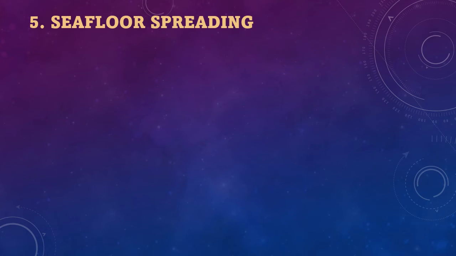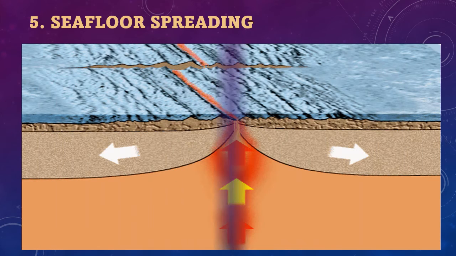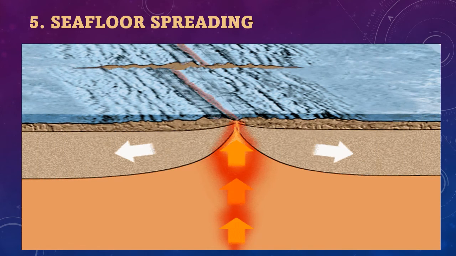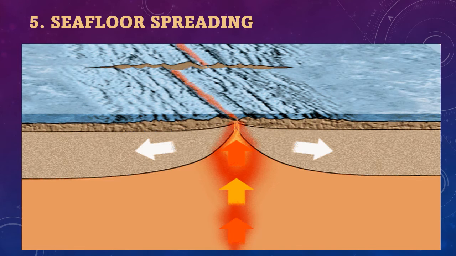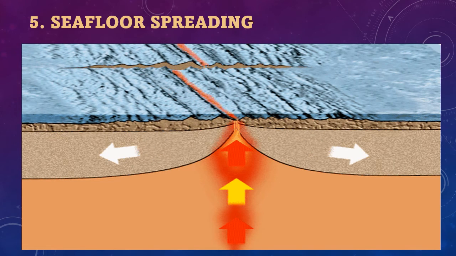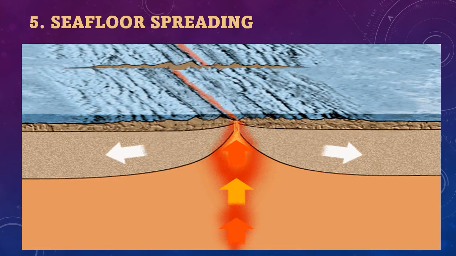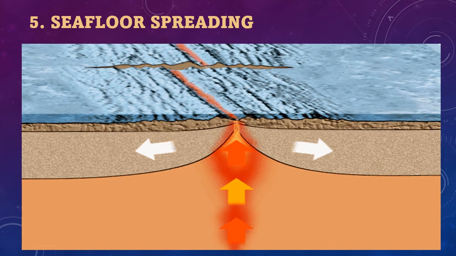The next is seafloor spreading. Seafloor spreading is a geologic process in which tectonic plates split apart from each other. This is the result of convection currents underneath the crust.